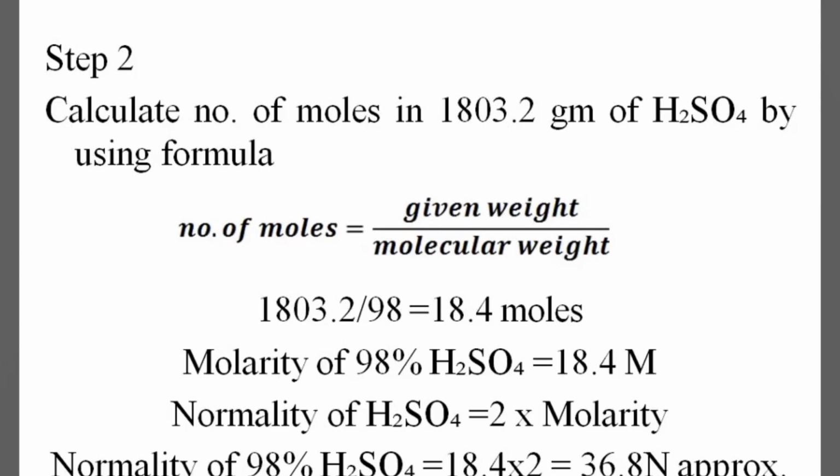This number, 36.8 normal, is very important. You should learn this number. You should always know this number because you do not calculate it every time you are preparing a normal solution of H2SO4. You just need this number. What is the normality of that particular concentrated H2SO4? That is 36.8 normal. If you know this number, you can easily calculate the volume required to prepare different normal solutions.